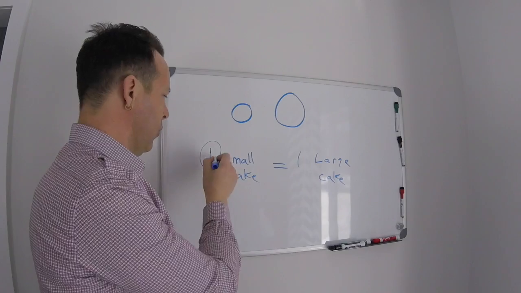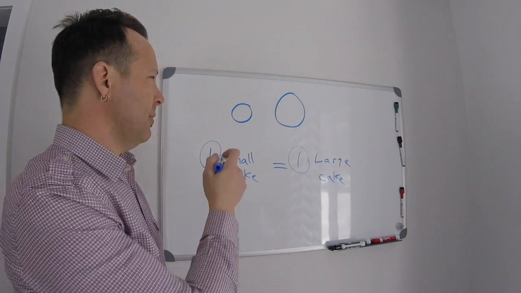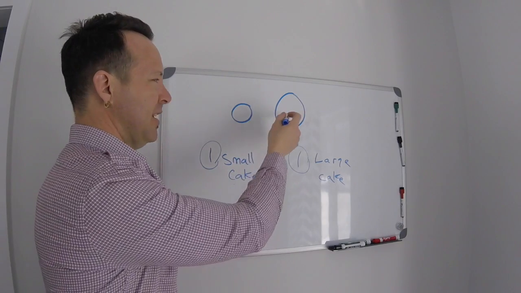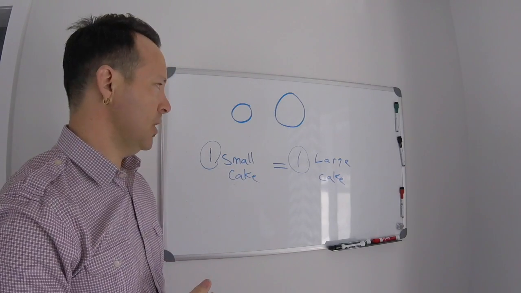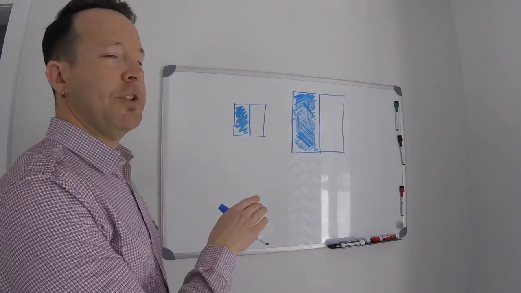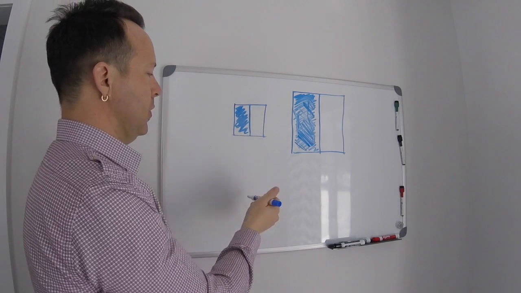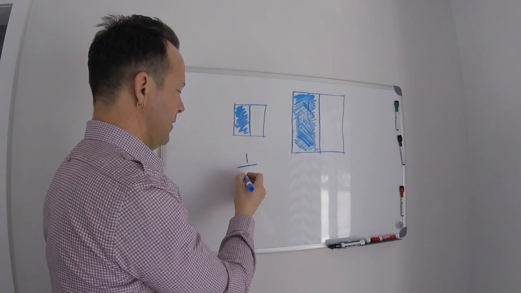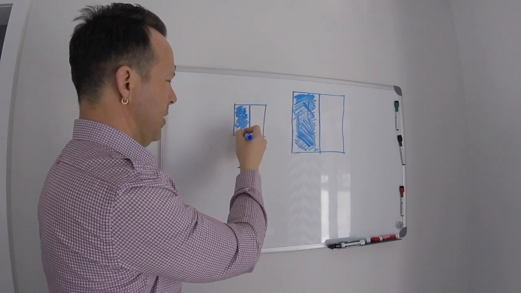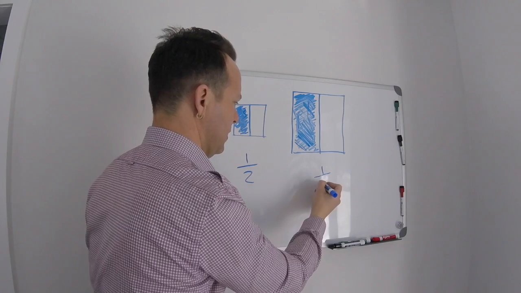Even though we have one of each, we have a whole one of each cake, the small cake is not the same as the big cake. They're not equal to each other because of size. Now I have 2 squares. Both of these squares are divided in half. In other words, they're cut down the center. There's 2 equal halves, so I'm representing half of a cake with the shaded in part. And in this square, I'm also showing half of a cake.